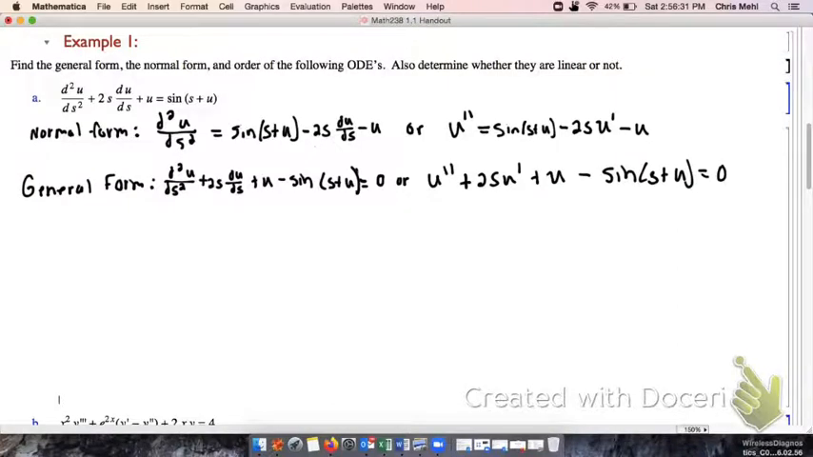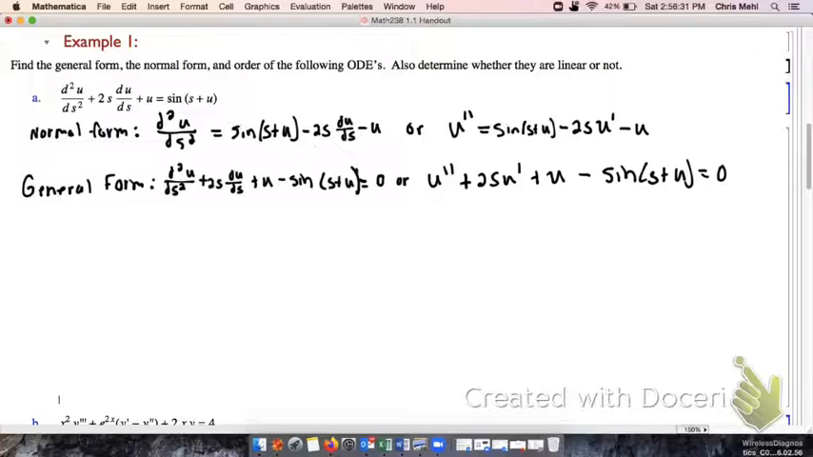Okay, or the general form, I believe that's the form where you obtain a 0 on one side. So you could just subtract the sine of s plus u to the left-hand side. That would give you the general form, and that'd be the Leibniz notation, where you're doing d squared u over ds squared, the second derivative of u. Or again, you can write everything in the prime notation, which sometimes it's convenient to use one notation over the other, and you'll see when we solve specific types of differential equations.